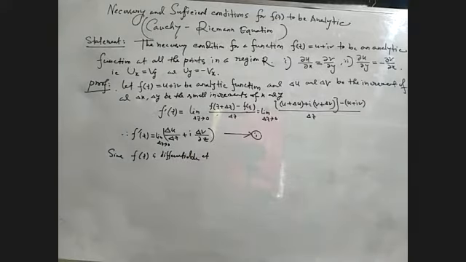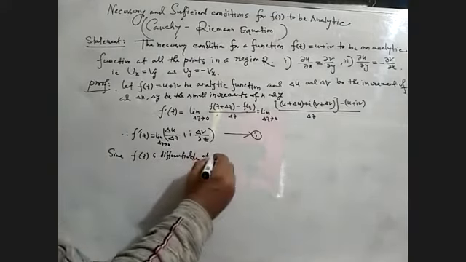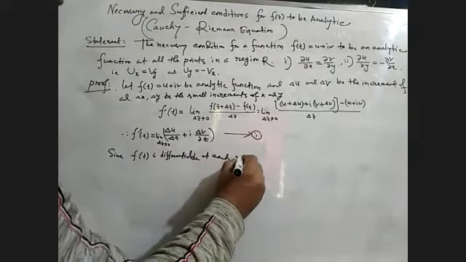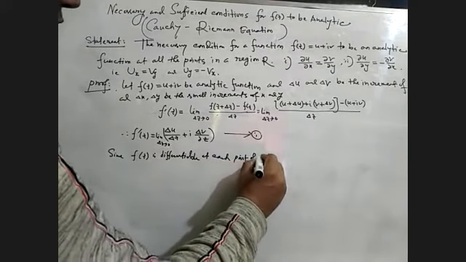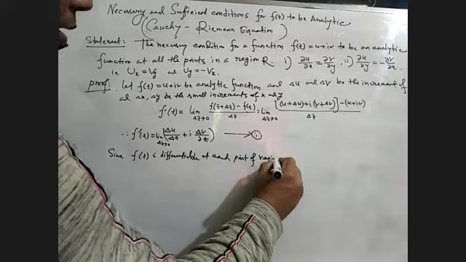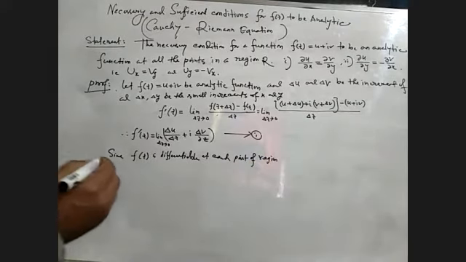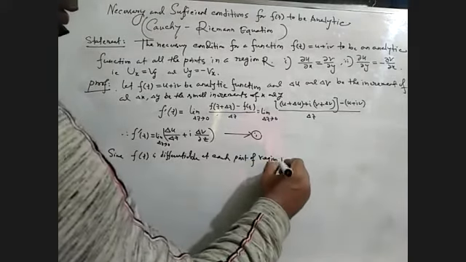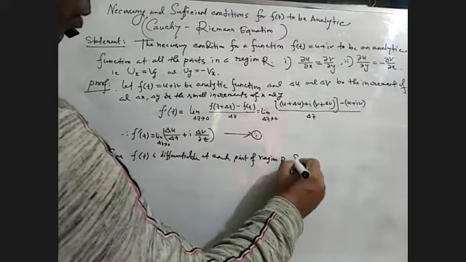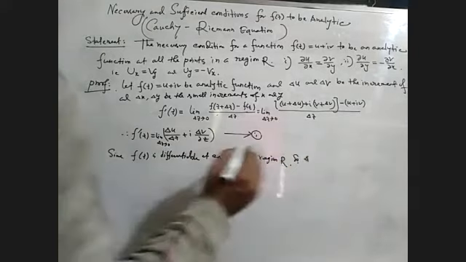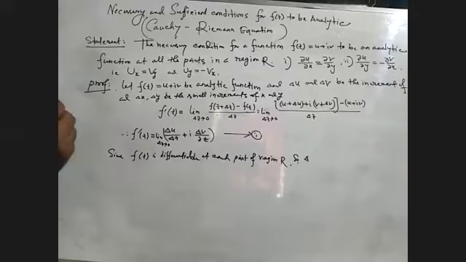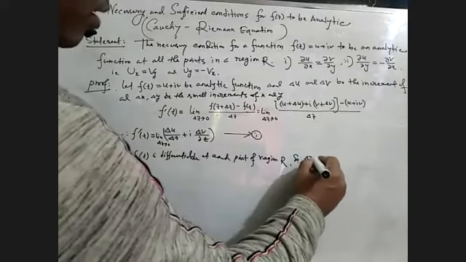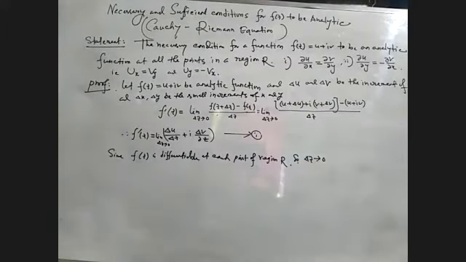at each point of the region R, del z tends to 0 means del z goes very near to 0 along any path.